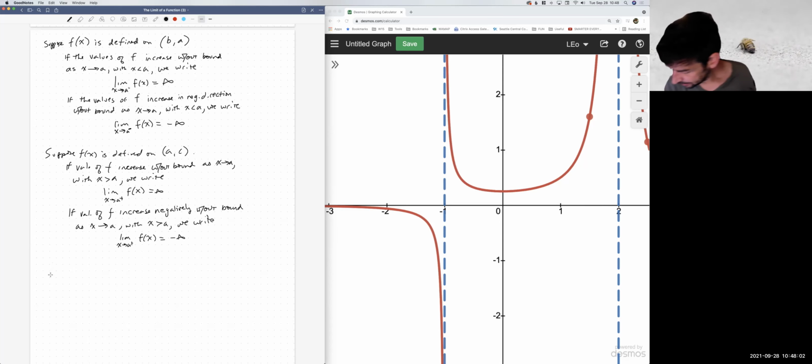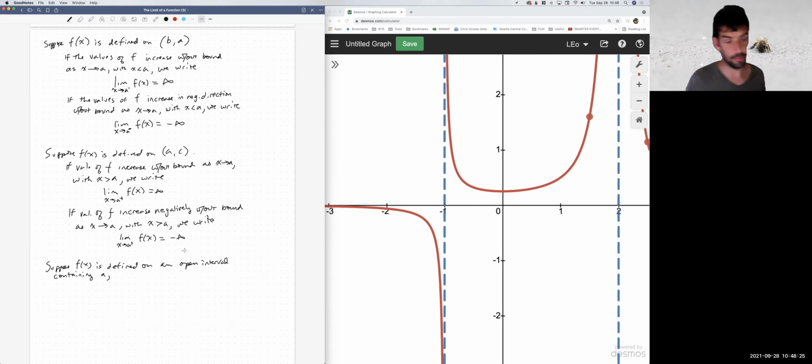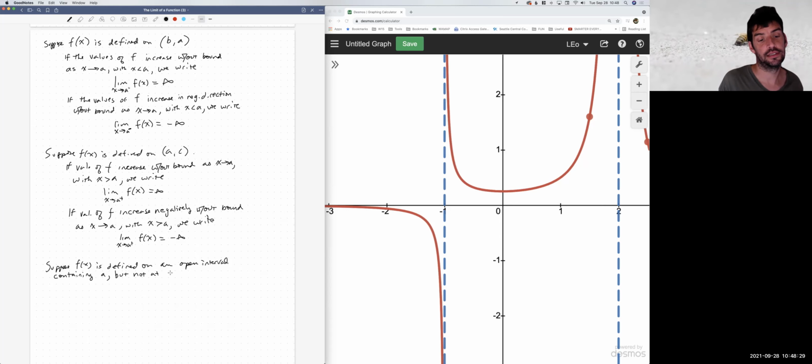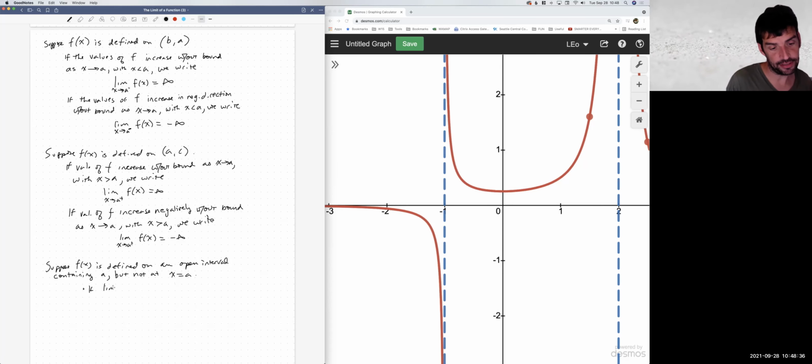And then finally, suppose f of x is defined on an open interval containing A but not at A. If the limit as x goes to A from the negative side of f of x is equal to the limit as x goes to A from the positive side of f of x, and they're both equal to infinity, then we just say the limit as x goes to A of f of x is equal to infinity.